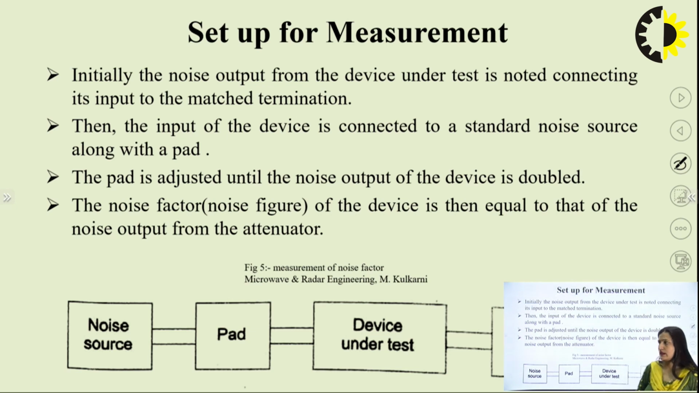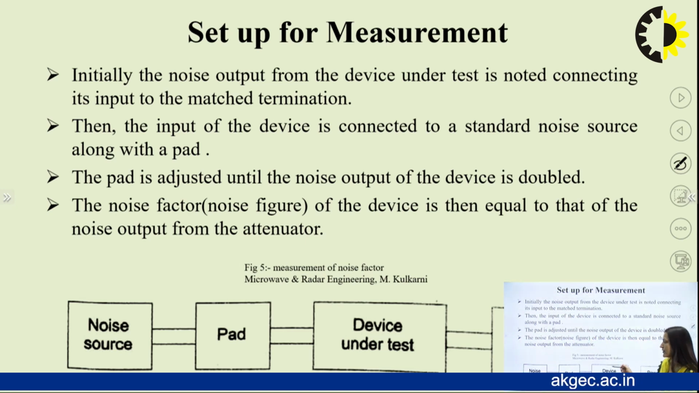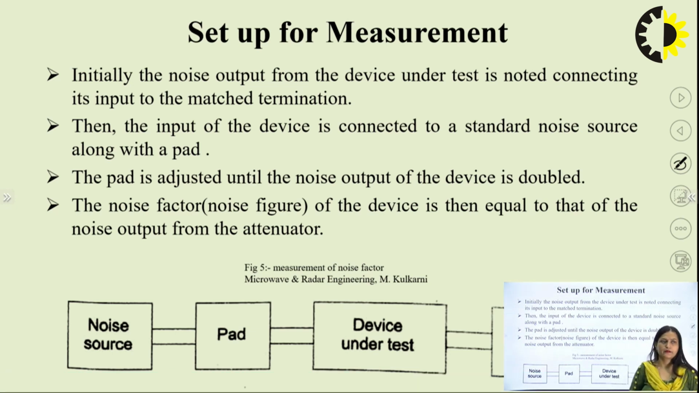How can it be measured? This is the measurement setup of a noise factor. Here we have used one noise source, padding, then the device under test and the power meter. Initially the noise output from the device under test is noted, connecting its input to the mass termination. After that, the input of the device is connected to a standard noise source using a pad. See here, this is the device under test. It is connected with the mass termination, and after that, input is given with the noise source. In between there is some padding.